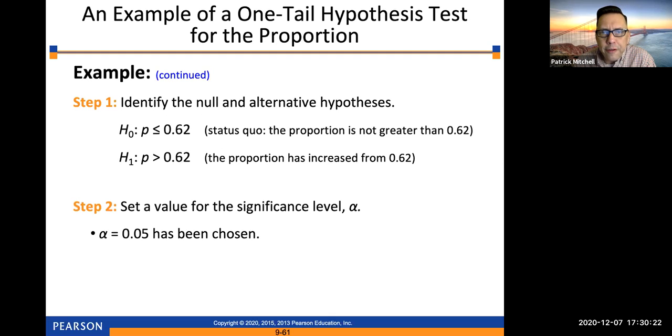So as usual, first we'll identify our null and alternative hypotheses. The claim was that the proportion is now greater than 62%. Greater than makes it the alternative hypothesis. And that would mean that the null hypothesis is p is less than or equal to 0.62. In step 2, we'll set a value for the significance level alpha, and alpha equals 0.05 has already been chosen.